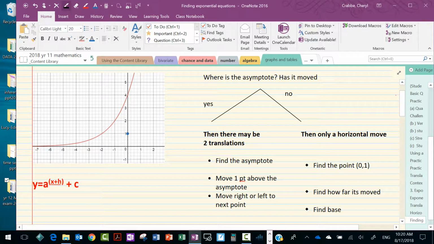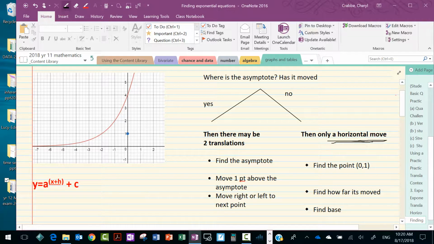So first of all, you ask yourself, where's the asymptote? Has it moved? So you've got two issues. If it's yes, then we do a whole bunch of things different. If it's no, then we know there's only been a horizontal move, right? We know that it's only been moved right or left. It hasn't been moved up and down.